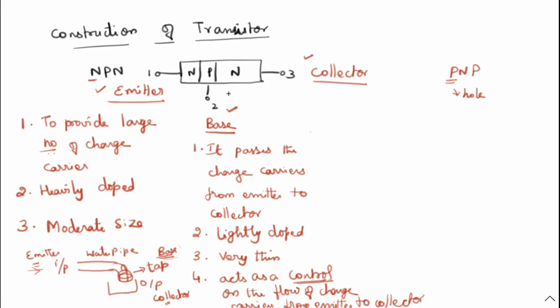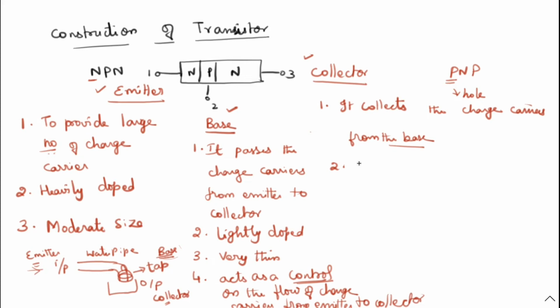Okay, so next, the third and final part is the collector. From the name we can understand very clearly that the collector is going to collect the charge carriers from the emitter. It collects the charge carriers from the base. So through the base only the charge carriers will come. That's what I mentioned here. Moreover, its duty is only to collect. It is not going to produce anything else.